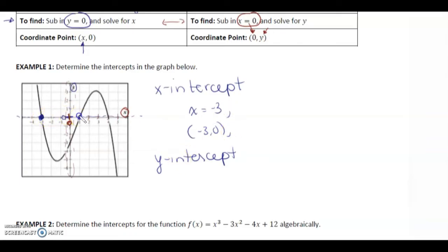Then locate the next one, which is 1. So 1 comma 0. And then locate the next one, which is 4. So either x equals 4 or 4 comma 0. Then we have the y-intercept. So go up and down the y-axis and locate the y-intercept. It's at -3. So we can say y equals -3, or we can write 0, comma, -3.